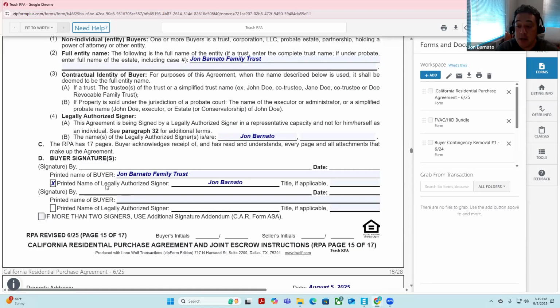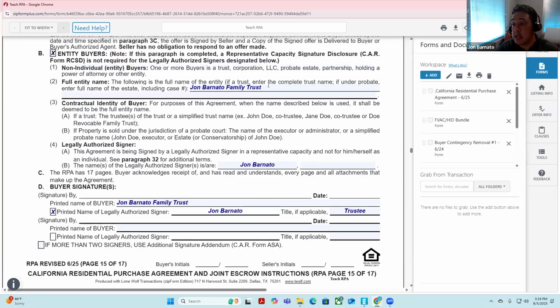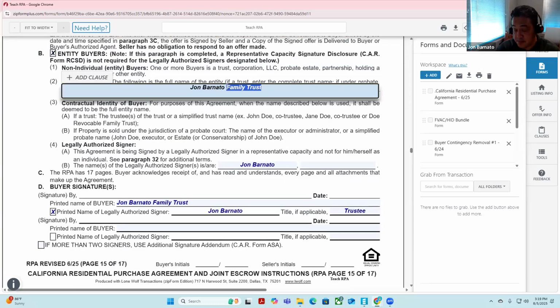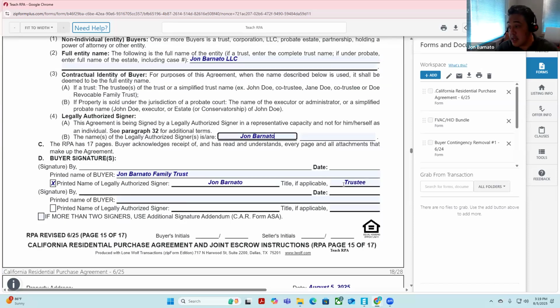Does it make sense? And if you notice down here, it says buyer signature, buyer is John Barnato Family Trust. The legally authorized signer is John Barnato, and then you put in title. In this case, it's a trust, so I put trustee. Does it make sense? If it's an LLC, typically the title is going to be something like member. Does that make sense? Something like that. The buyer doesn't sign as John Barnato Family Trust.